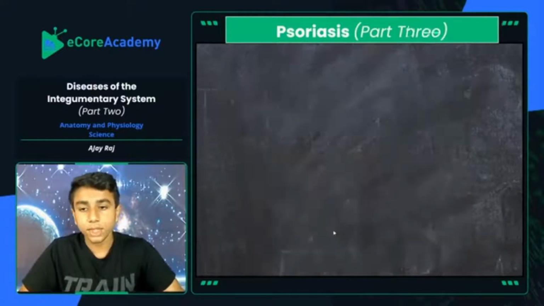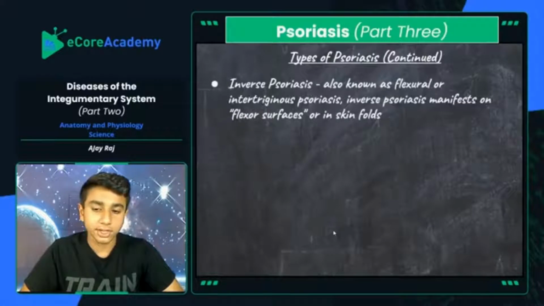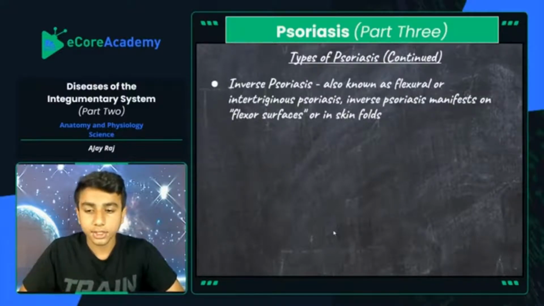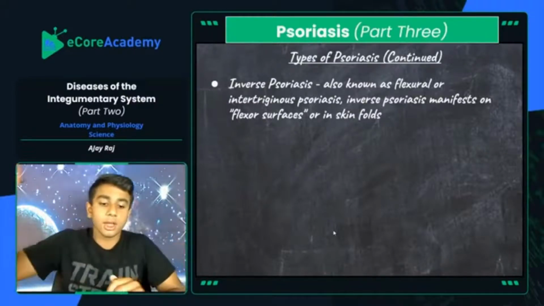So psoriasis part 3, this is going to be a continuation of our types of psoriasis, and this is inverse psoriasis, our next type of psoriasis. It's also known as flexural or intertriginous psoriasis. Inverse psoriasis manifests on flexor surfaces or in skin folds. So what that's basically saying is it's a type of psoriasis that targets areas of motion, with skin rubbing against skin. A lot of those places include the elbows or the interior of those joints, like the interior of your elbow here. I'm trying to get this in the shot.